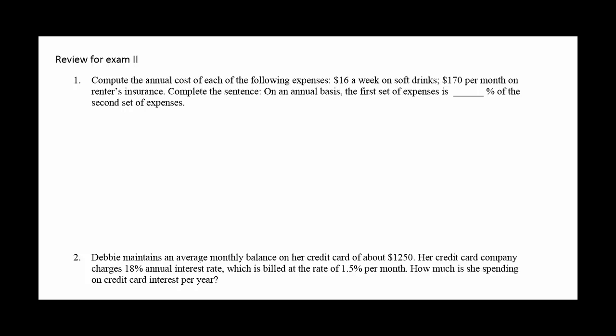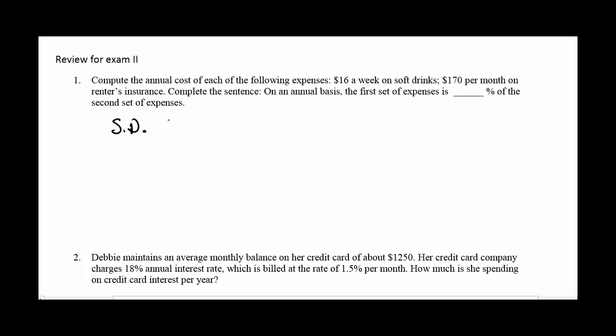Compute the annual cost of each of the following expenses. $16 a week on soft drinks, $170 per month on renter's insurance, and then complete the following sentence. On an annual basis, the first set of expenses is blank percent of the second set. Okay, so we're going to need a calculator handy for this, or Excel, one of the two. And first thing is to figure out how much we spend a week on soft drinks.